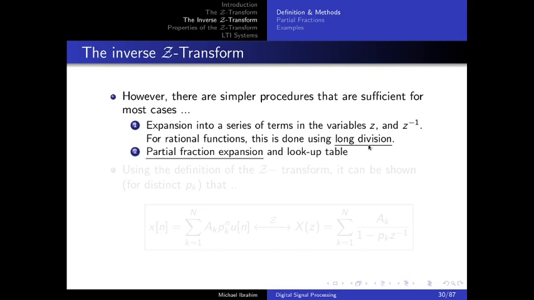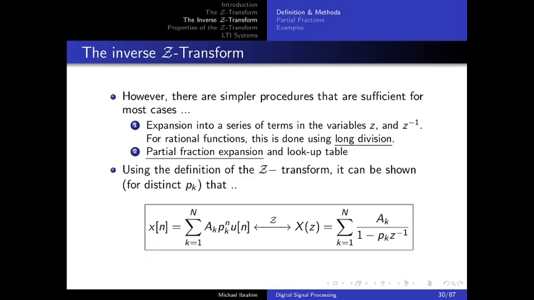The second step is to do the partial fraction. If we can transform this rational function using partial fraction into simpler fractions, then we can use the lookup table we have built during the previous lectures to do the inverse transform. So the idea is simply like this.